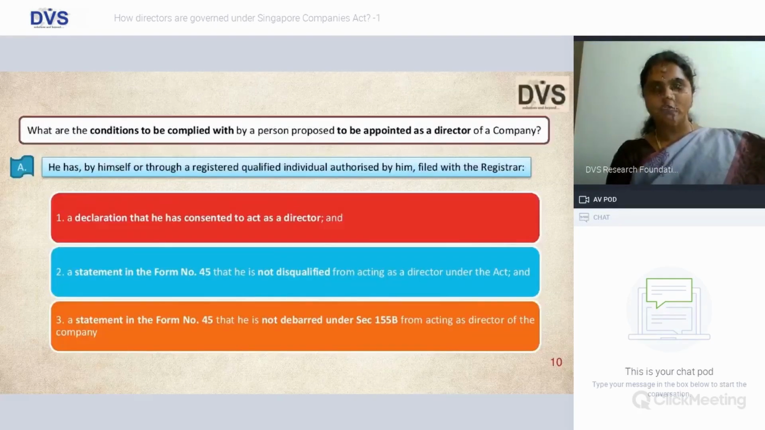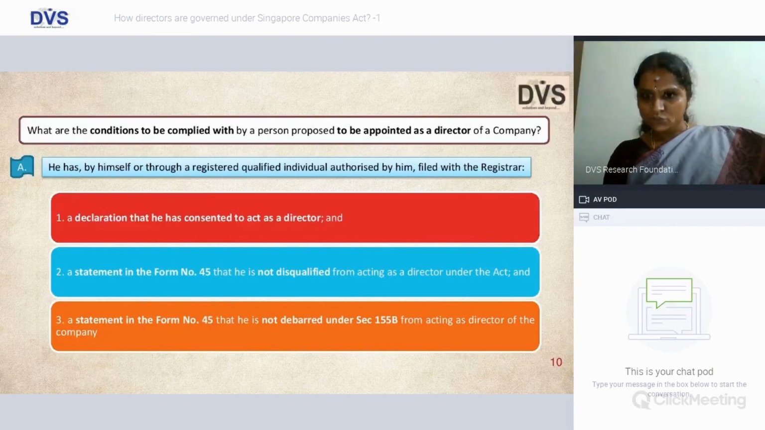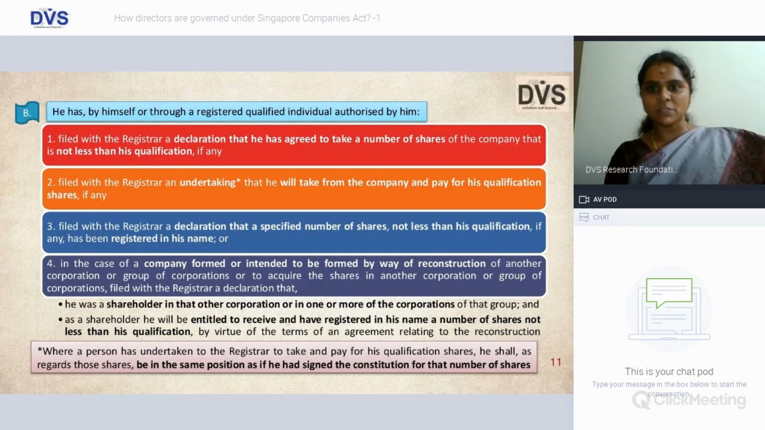Having seen the minimum requirement of directors, let's see the restriction on appointment of directors as prescribed in section 146 of the Singapore Companies Act. The conditions to be complied with by an incumbent director are: he shall file with the Registrar a declaration that he has consented to act as a director. First, he should indicate his willingness to act as a director. Then he shall give a statement in form number 45 stating that he is qualified to act as a director. So he should prove that he is qualified and eligible to become a director. Point number 3, he shall state that he is not debarred from acting as a director as prescribed in 155B. We will be seeing in subsequent slides what those disqualifications are and what the requirements for debarring a director are.